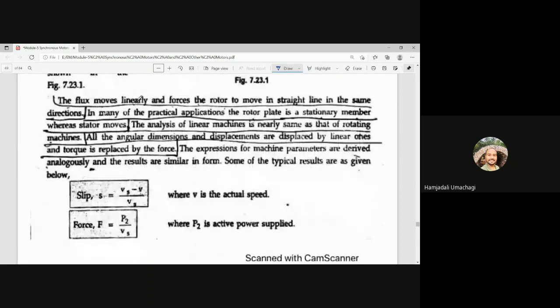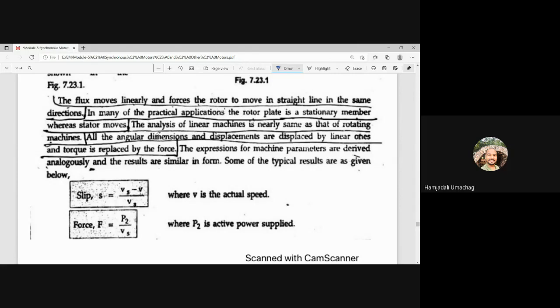Then the flux moves linearly and forces the rotor to move in a straight line in the same direction. So here the stator flux, whatever is developed, is moving linearly, and now this linear flux forces the rotor to move in a straight line in the same direction as that of the stator flux. In many practical applications, the rotor plate is a stationary member, whereas the stator moves. So in many applications of linear induction motor, the rotor is made stationary and the stator is the moving member.